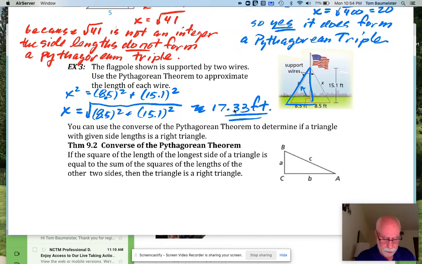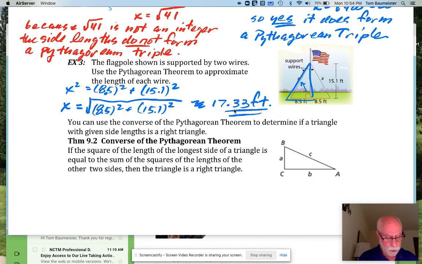And let's see here. Now we can use the converse of the Pythagorean theorem to determine if a triangle with given sides is a right triangle. So the converse of the Pythagorean theorem states that if the square of the length of the longest side of a triangle is equal to the sum of the squares of the lengths of the other 2 sides, then the triangle is a right triangle. Okay?